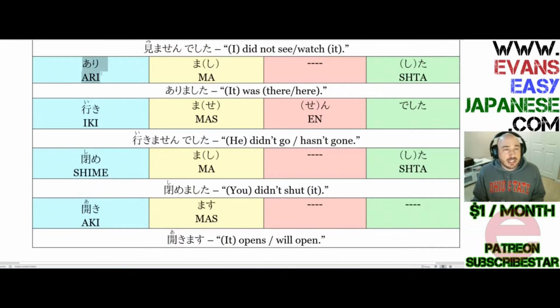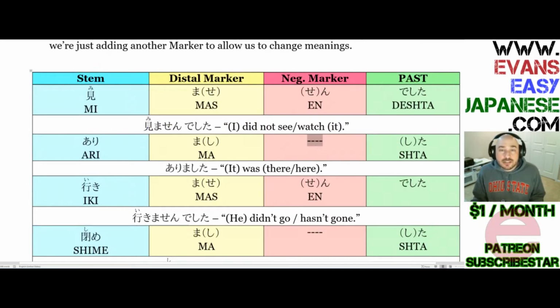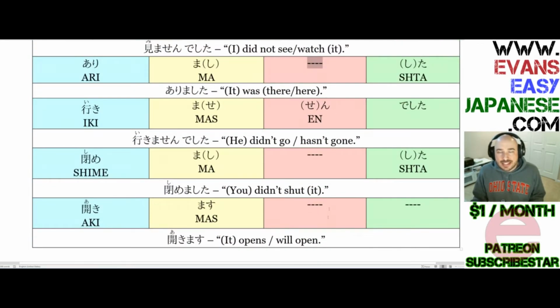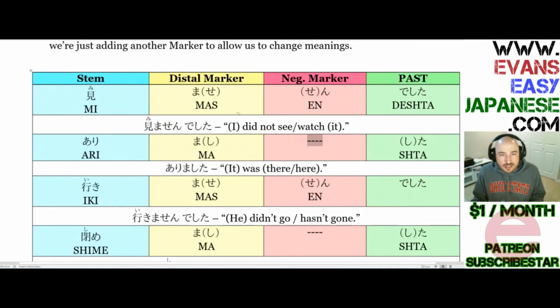Cool. Ari, that's a stem for arimas. So there is something exists. Ma, because it's being polite. However, it's not negative. You see how the negative area is blank? But notice how the order stays the same? Stem, distal, negative, past. Stem, distal, negative, past. Just so we're skipping adding anything into this box of negativity. Does that make sense? It's like a box and we're just not putting our little marker in there. Yeah, I get that. Okay.